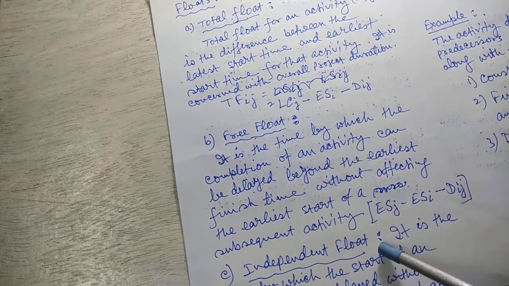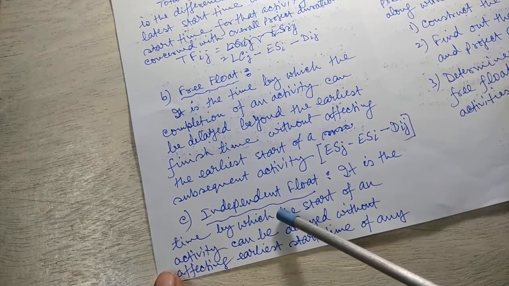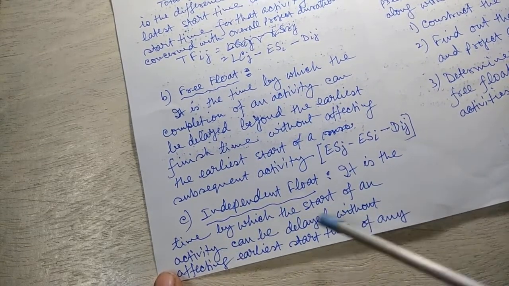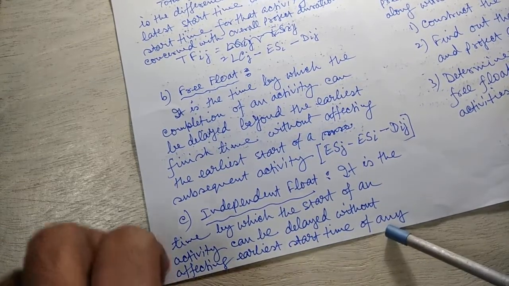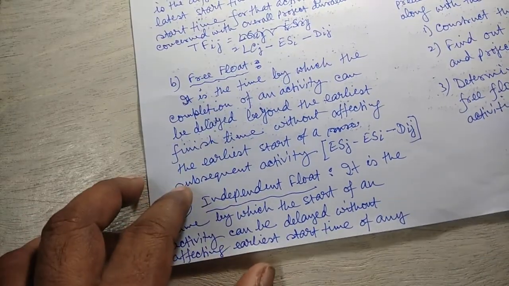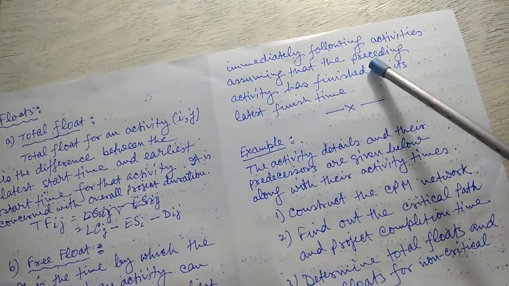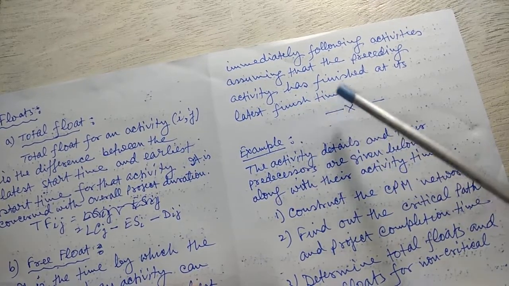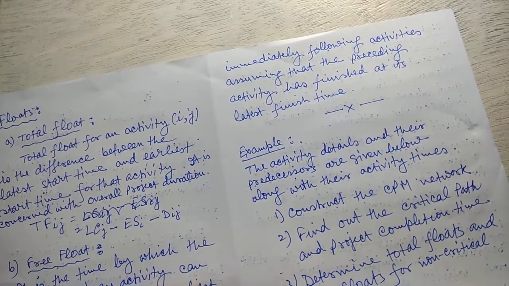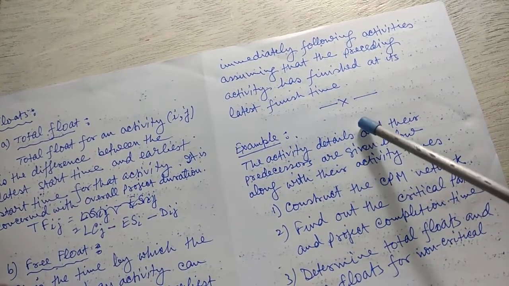Now independent float. It is the time by which the start of an activity can be delayed without affecting earliest start time of any immediately following activities, assuming that the preceding activity has finished at its latest finish time. Now we consider an example in the next video.